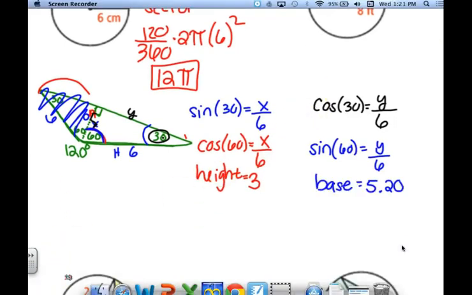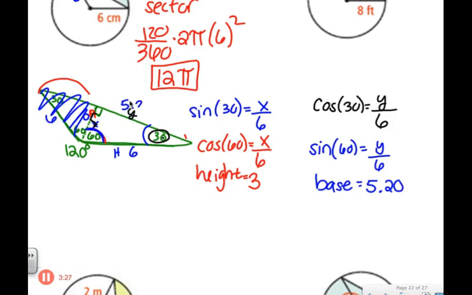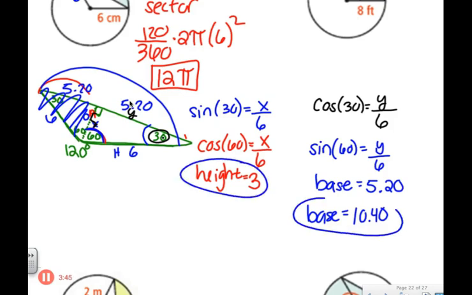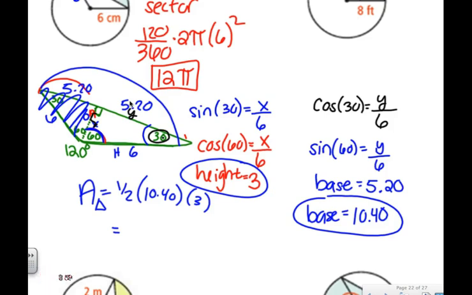Multiply those, and you should get that half of that base is going to be 5.20 if we round. So this is going to be 5.20, and that means this is as well. So my whole entire base is going to be double of that, so 10.40. Now I have my height and I have the whole base. I can say the area of the triangle is 1/2 the base times the height. So half of 10.4 times 3 is going to give you 15.6.